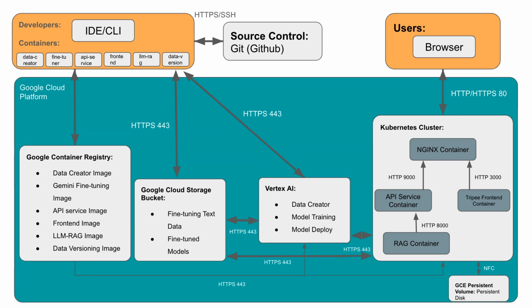And so we are actually using a lot of Google Cloud Platform features for most of the underlying infrastructure to support deployment. Vertex AI is used to handle the data creation, model training, and model deployment. The fine-tuning text data is stored in a Google Cloud storage bucket. And finally, we are using Google's Kubernetes engine cluster.